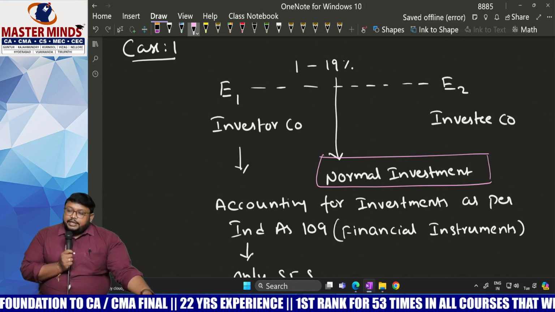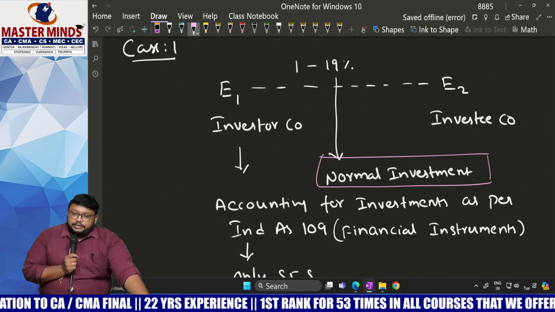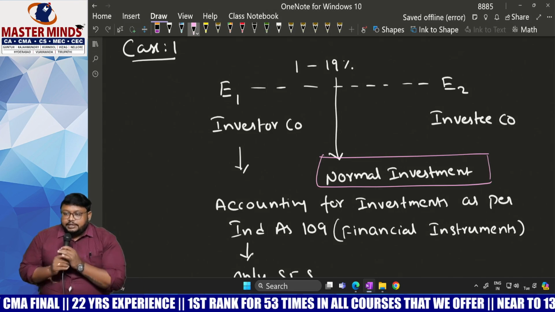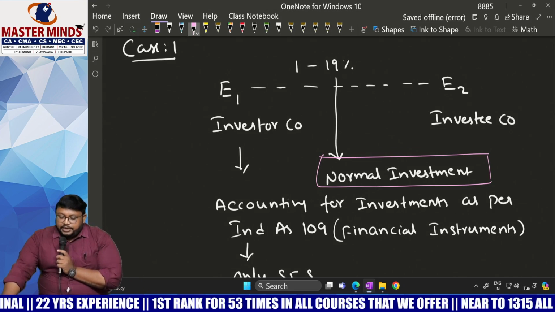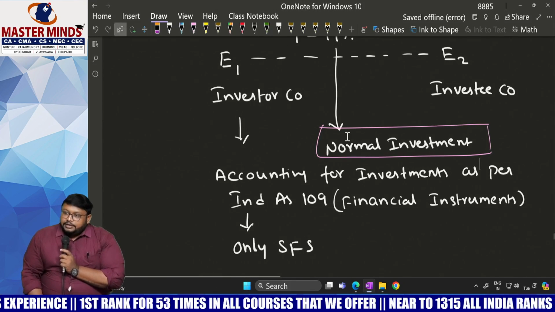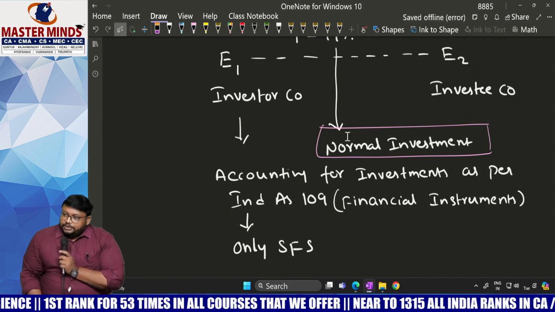So in the first case, it is not required to do consolidation. Consolidated financial statement is not required in the first case. That's why I told you it is standalone financial statement. You can write separate financial statement also, no issue. Individual financial statement also, no issue.